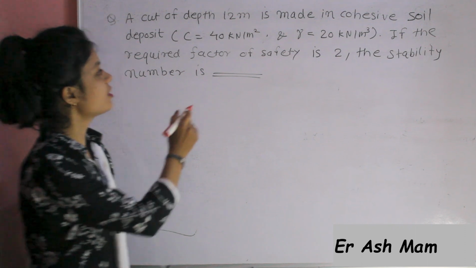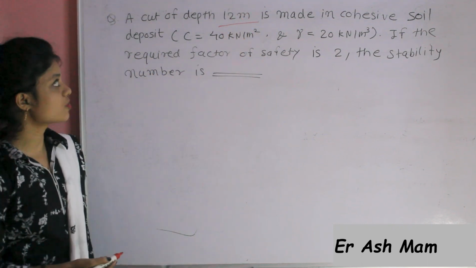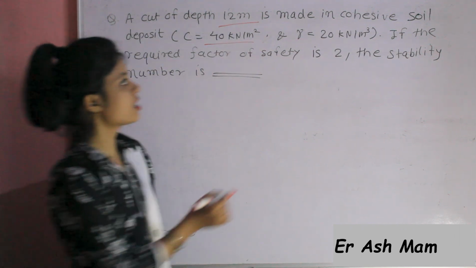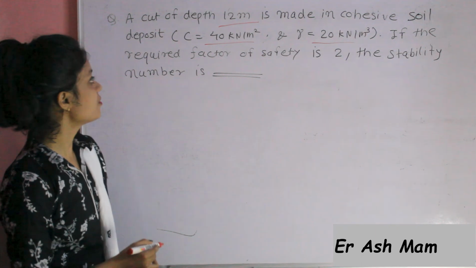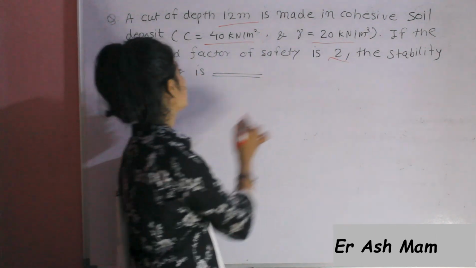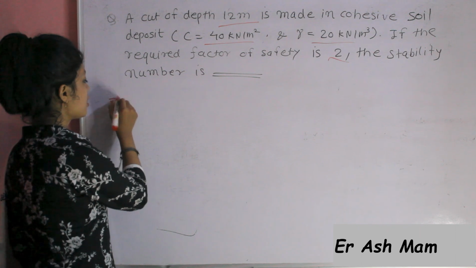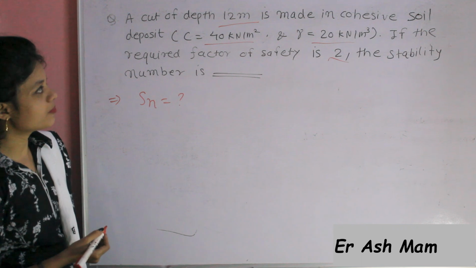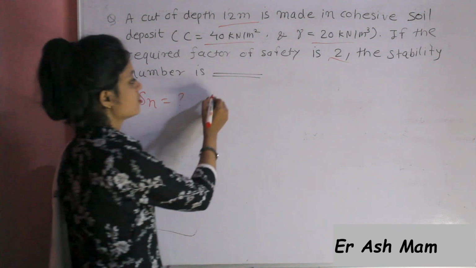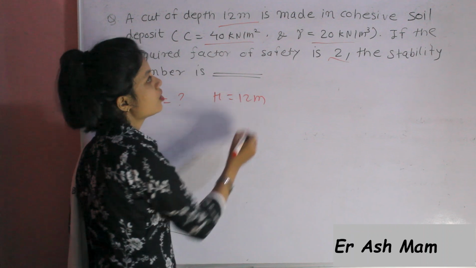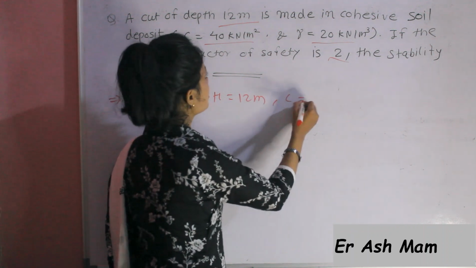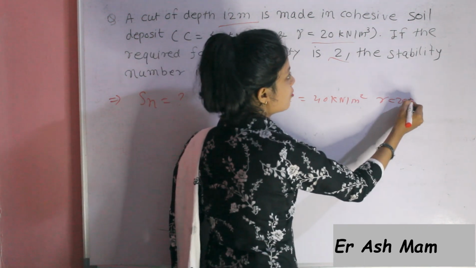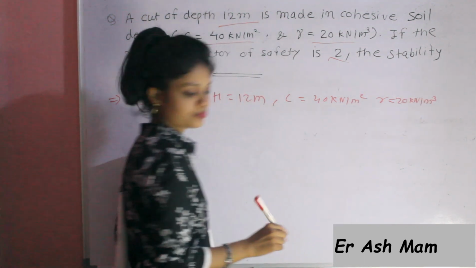Next, a cut of depth 12 meter is made in cohesive soil deposit. C equal to 40 kilonewton per meter square is given and gamma is 20 kilonewton per meter cube. If the required factor of safety is 2, the stability number is. So we have to calculate here stability number Sn. What is given? A cut of depth 12 meter, that is H equal to 12 meter. For this soil, C is 40 kilonewton per meter square and gamma equal to 20 kilonewton per meter cube.